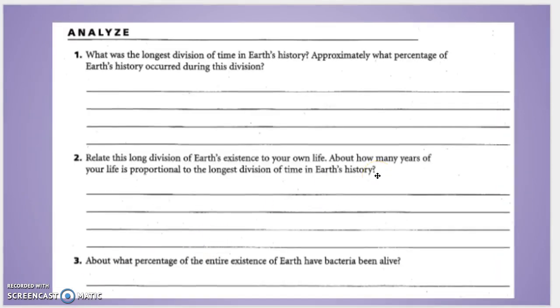On the last page, what's the longest division of time in Earth's history, and approximately what percent of Earth's history occurred during this division? So look at all of the things that happened during that division on Earth. Did very much happen? Did a lot of living things diversify during that time period? It was a really long time period. What happened? Relate this long division of Earth's existence to your own life. About how many years of your life are proportional to the longest division of time on Earth's history? So look at that longest piece of Earth's history and see how many years that was in your life.